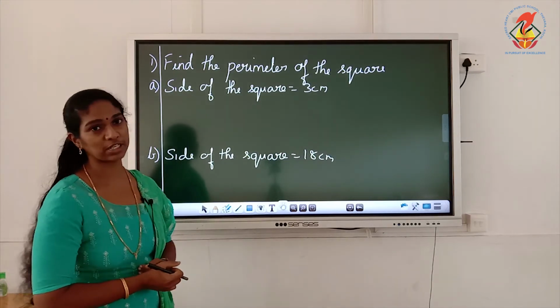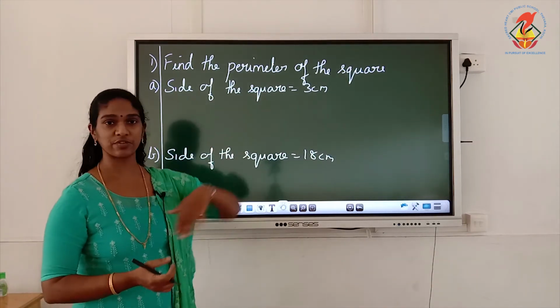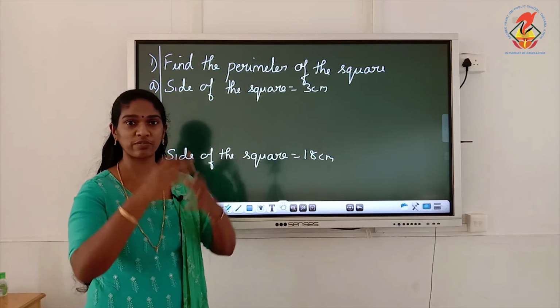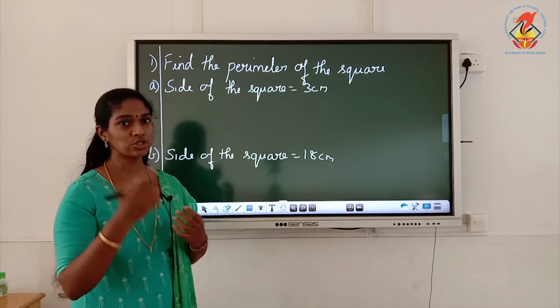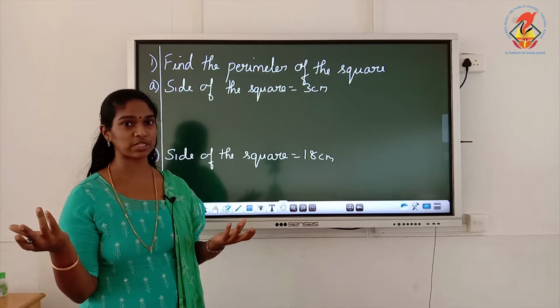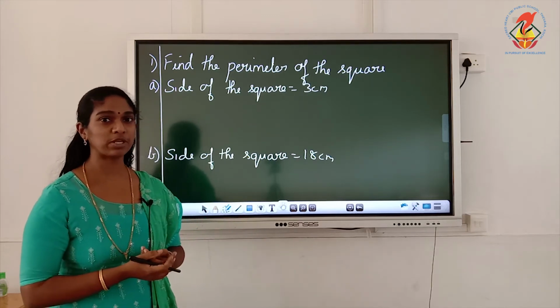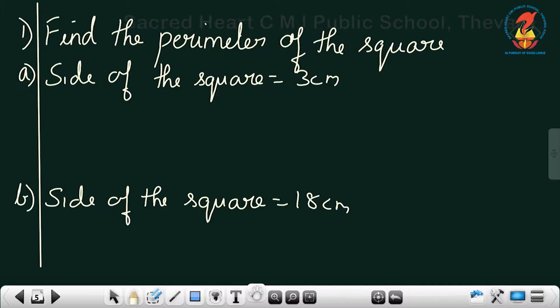First one, find the perimeter of the square. Side of the square is given to you. How to find perimeter of the square? We know in a square all the sides are equal. So if you get one side, that is enough to find perimeter. Perimeter of the square is equal to 4 into A. That A means what? It is the side of the square.